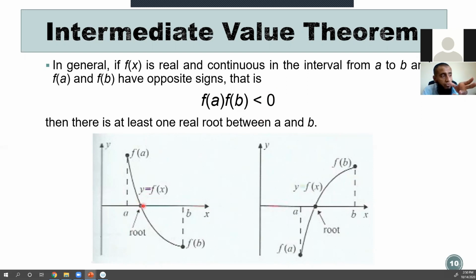Sometimes when we enter the value, we don't get 0. So before this we got a positive value, and then after the next value of x, when we enter it and calculate, we get a negative value. So we need to multiply A and B, FA and FB. If less than 0, then there is at least one root in between A and B.